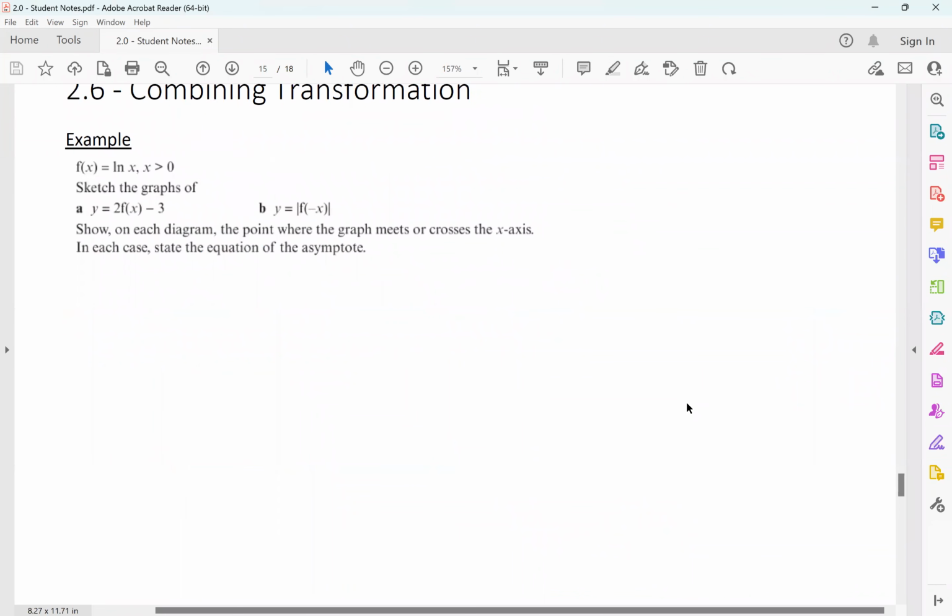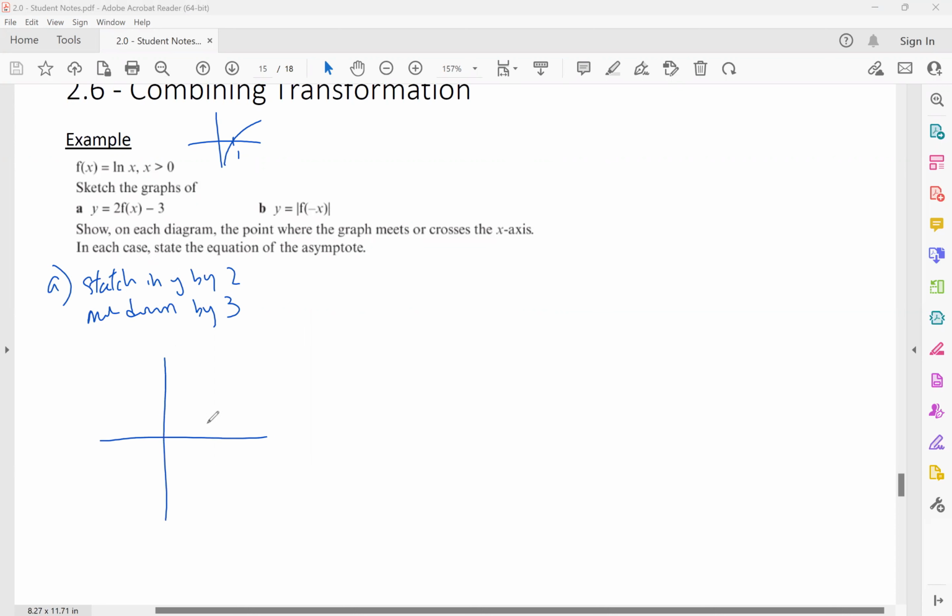Example: f(x) equals ln x. Sketch a graph of y equals 2f(x) minus 3. You are required to recall the graph of ln x, which is like this. So 2f(x) minus 3. So 2 goes first. 2 means multiply y by 2. So stretching y by 2 and then move down by 3. So 1 doesn't change anything. Move down by 3. It means that point is (1, -3). From where it says (1, 0) becomes (1, -3).